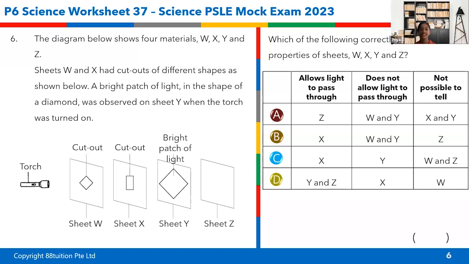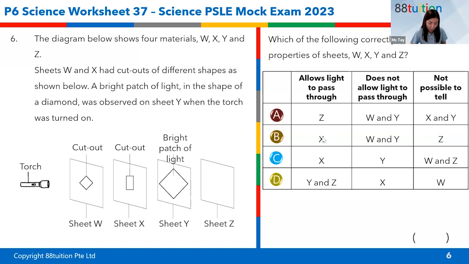I chose B because Z is not possible to tell, because there is no light passing through it that can go to another sheet behind it. So that's the only option that has Z as not possible to tell. But X is the one that has the diamond, so that is shining on Y. So the answer is B.